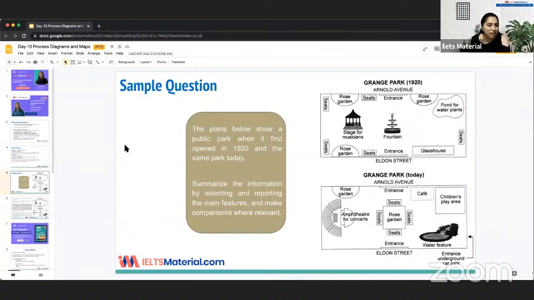"The first pictorial representation illustrates the information about the Grange Park of 1920, while the second map depicts the present." It's a very good way of writing, but don't you think it is like what we say? Okay, fine, no problem. That's good. Kaval, it's okay. Fine. The answer is really correct.